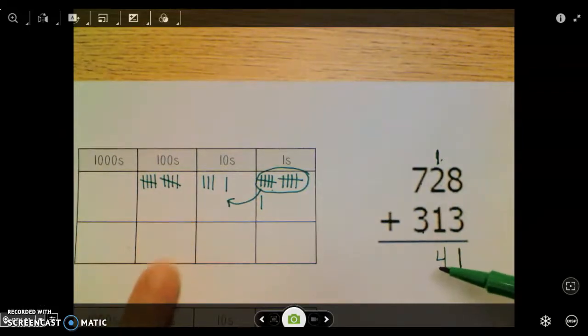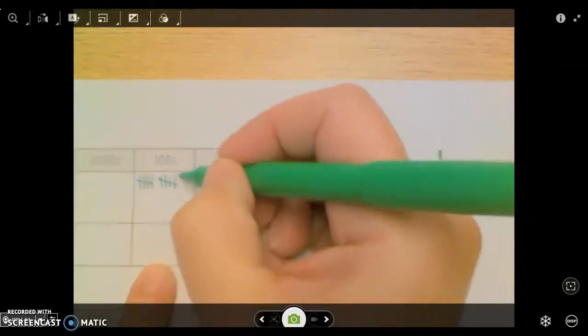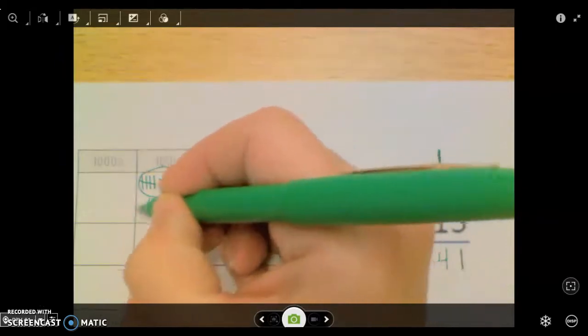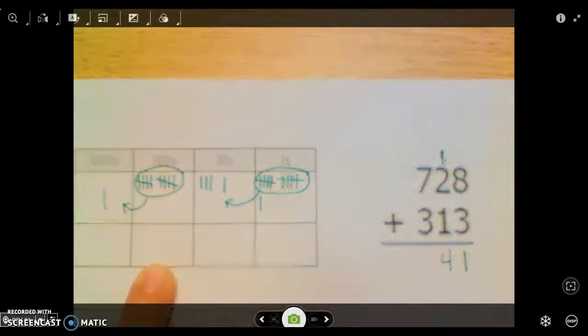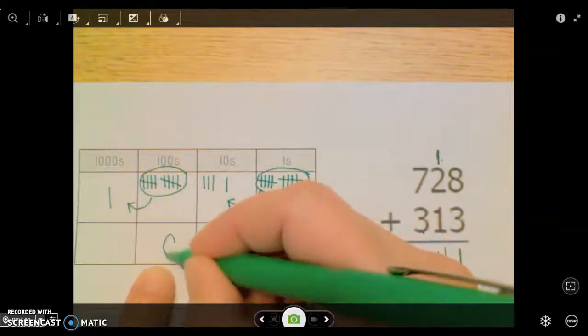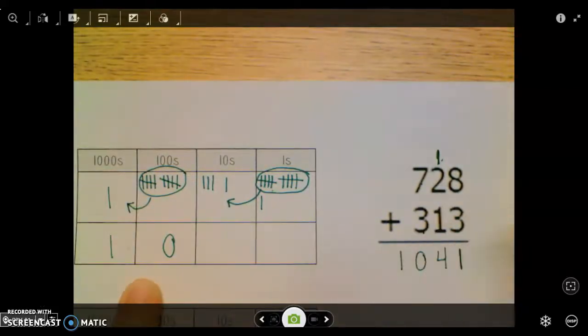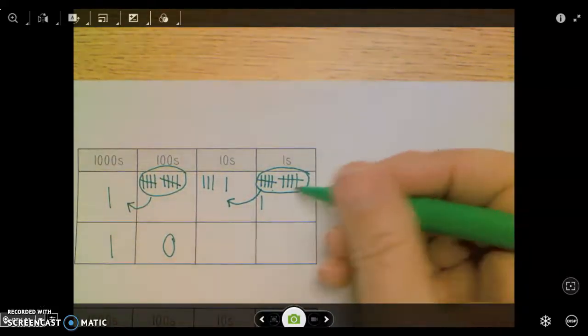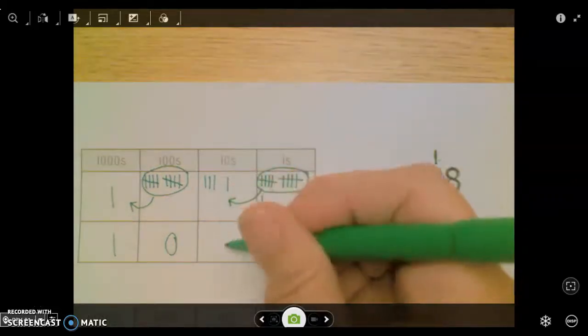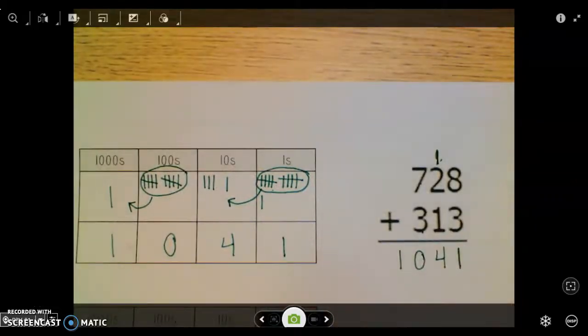I can't write 10 in one place value, so I'm going to regroup it, move it over to the thousands. So I am left with 0 here and then 1 here. So I have 0 hundreds, but I regrouped it to a 1,000. So if you look here, I have 1 left in my 1 spot, 4 left in my 10 spot, 0 left in my hundreds, and then I had to regroup that hundreds into a 1,000. So I have 728 plus 313 equals 1,041.